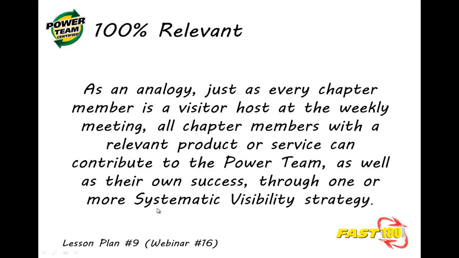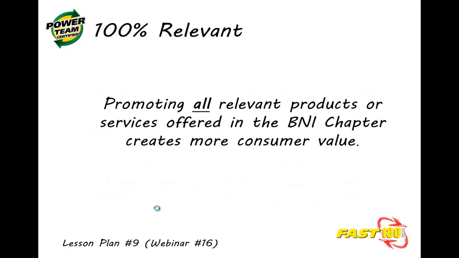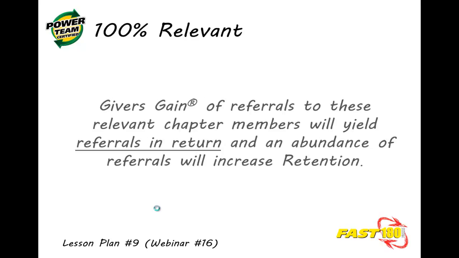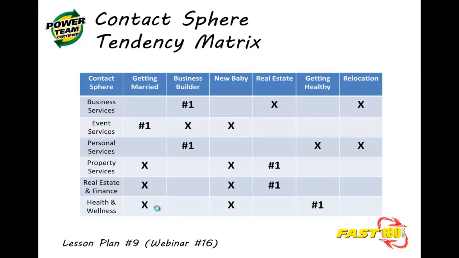By the same notion, we want to make sure that everybody is responsible for letting us know how we can make them relevant. If they have a product or service, every one of us should be contributing to the power team just by doing a great job and making visible what they do. It's our responsibility to promote all of these relevant products or services. That's what makes this system work. As a result, we're going to be increasing the chapter's retention. We're going to be getting referrals in return. And it really boils down to this tendency matrix.